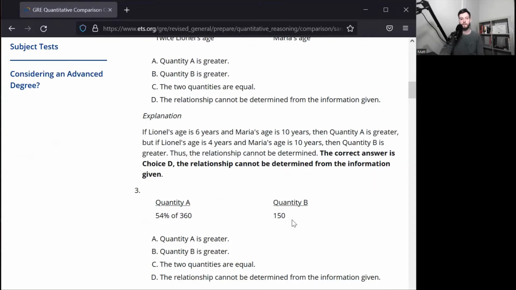Well, B is already decided for us, so let's just solve for A. If I wanted 50% of something, I would multiply it by 0.5 in the calculator. If I wanted 54% of something, I would multiply it by 0.54. To get 54% of 360, you just put 0.54 times 360 in the calculator.